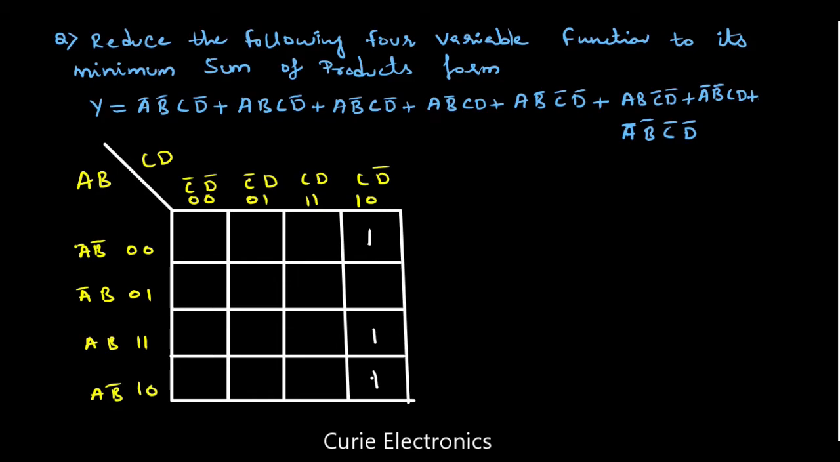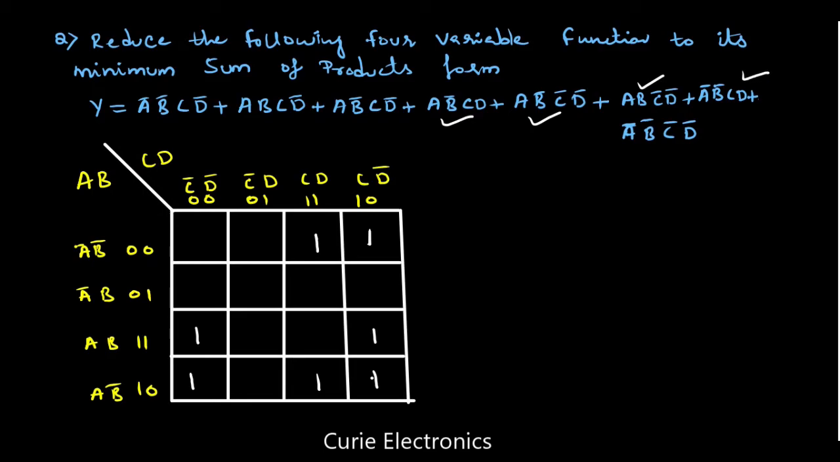A, B bar. Next is this: A, B bar, C, D. A, B bar, C, D here. Next A, B bar, same row, C bar, D bar. C bar, D bar. A, B, C bar, D bar. A, B, C bar, D bar. A bar, B bar, C, D.